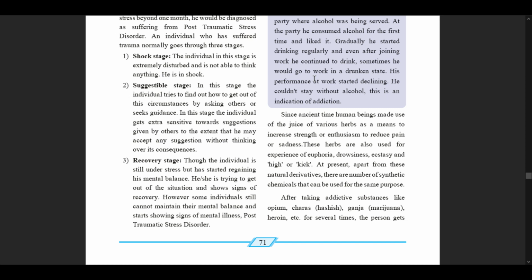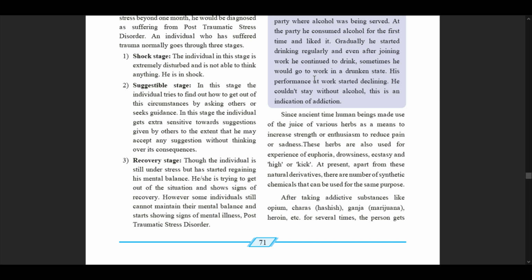So then we move forward to understanding the content given to us to dissect this topic or understand it much better. Since ancient times, human beings made use of the juice of various herbs as a means to increase strength or enthusiasm, to reduce pain or sadness. For example, there is cranberry juice, there is wine that is originally grape juice, and there are much more things. These herbs are also used for experience of euphoria, drowsiness, ecstasy, and the high or kick.